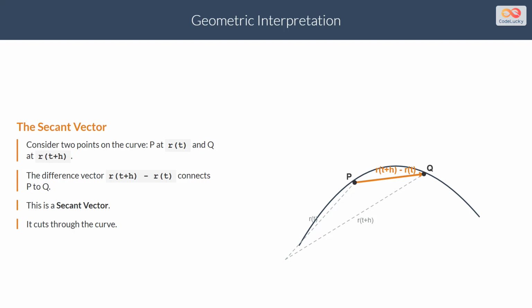Let's visualize what this derivative means. Imagine 2 points on a curve. Point P at position r of t, and point Q at position r of t plus h. The vector connecting P to Q represents the difference r of t plus h minus r of t. This is called a secant vector, because it cuts through the curve between these 2 points.